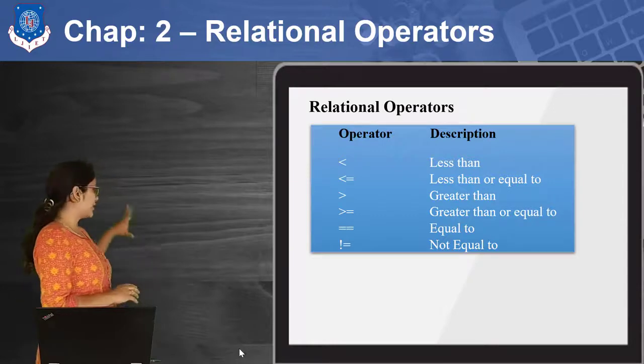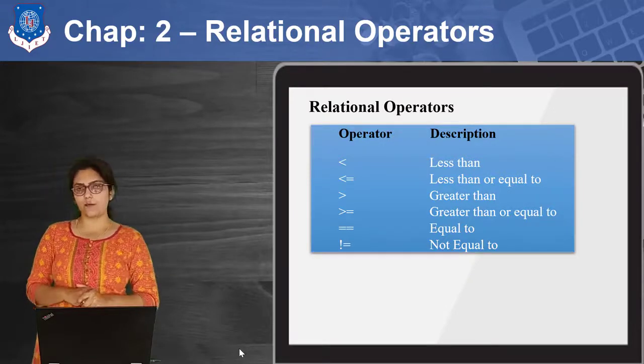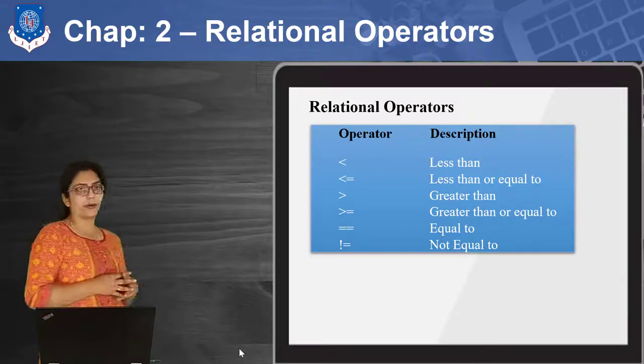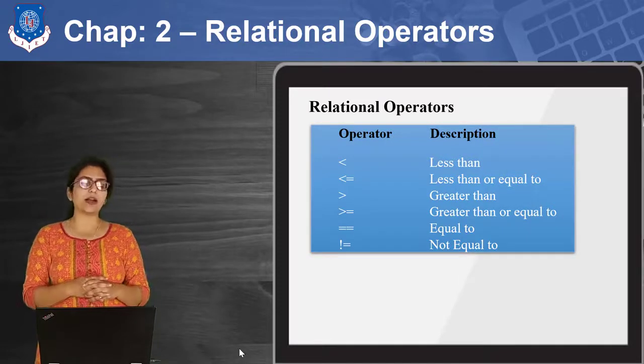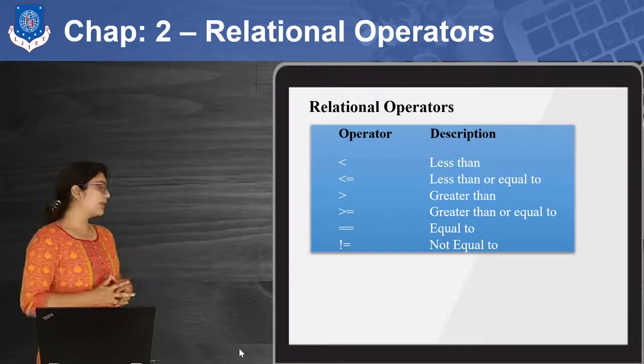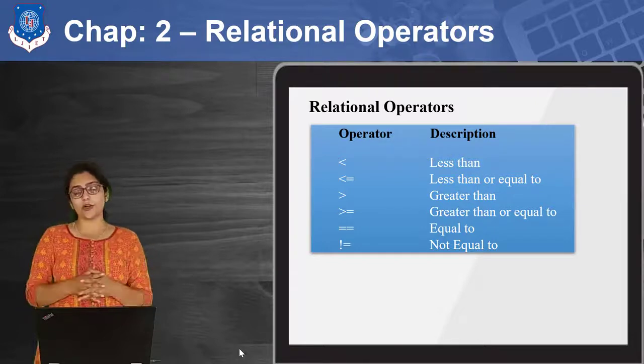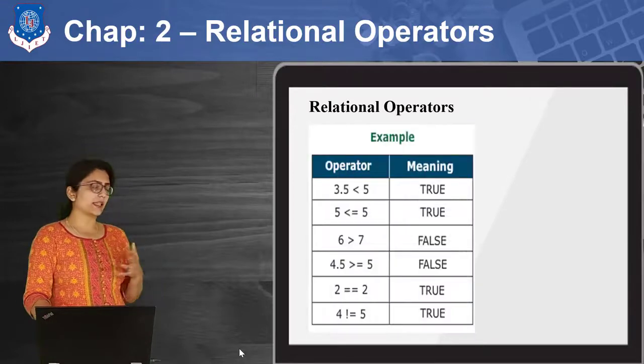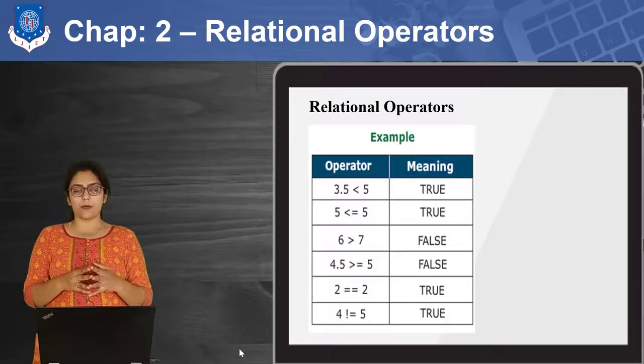So if you want to consider this condition in your program, at that time you can use a relational operator. We are going to use relational operators in our decision making statements and loops, right? So these are the operators which are used so frequently in our C program. Then after, you can see some examples of relational operators.